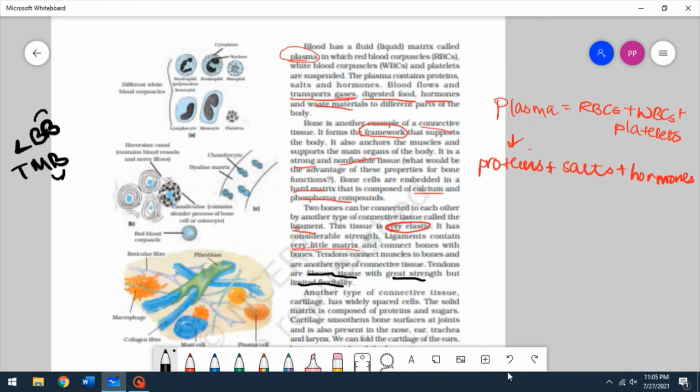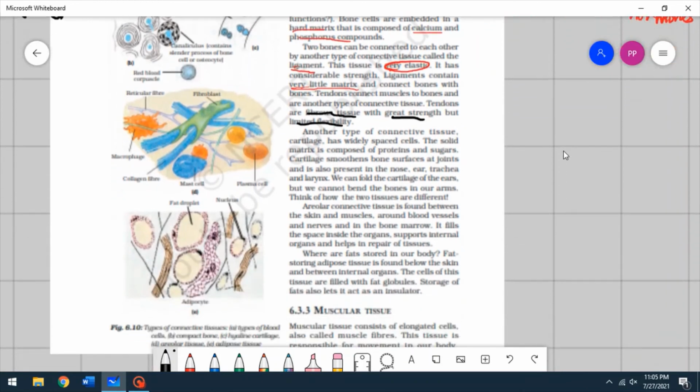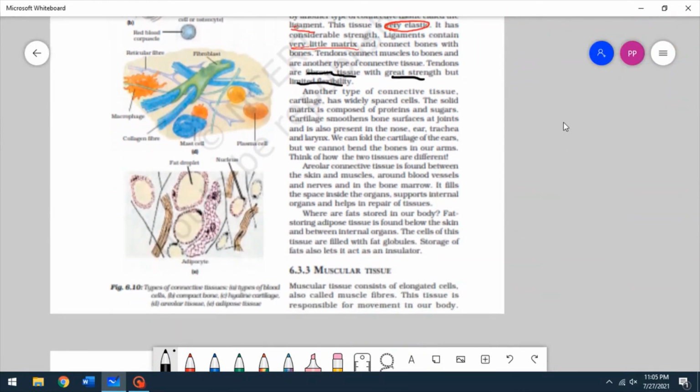Alright. Another type of connective tissue is called cartilage, which has widely spaced cells and a solid matrix. This matrix is composed of proteins and sugars. Cartilage smoothens bones, surfaces, and joints. It's also present in the nose, the ear, the trachea, and the larynx. The trachea and the larynx are present in the throat.